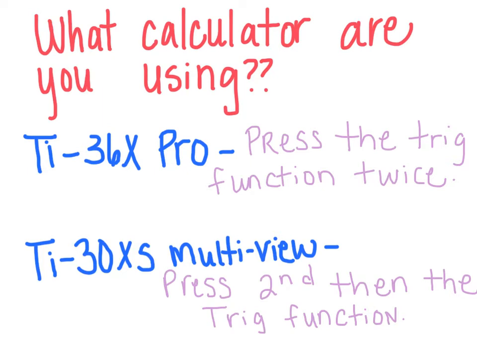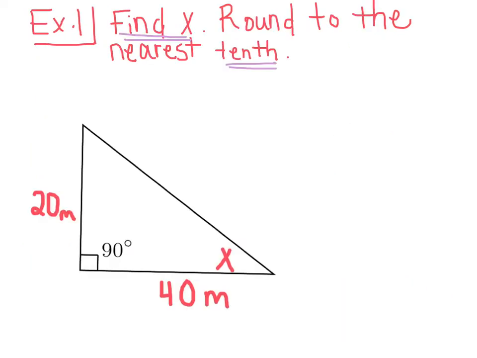If you're using Ms. Chapman's calculators in the classroom, the TI-36X Pro, you will need to press the trig function twice. If you're using the TI-30XS Multiview, they're either blue, pink, or yellow, then you'll be pressing second, then the trig function. Alright, so example 1, we are finding x and we're going to be rounding to the nearest tenth.